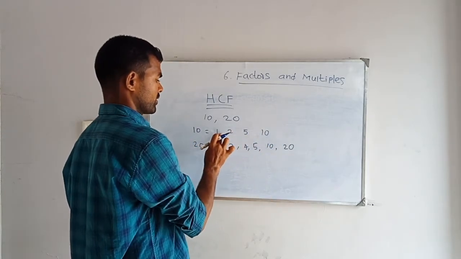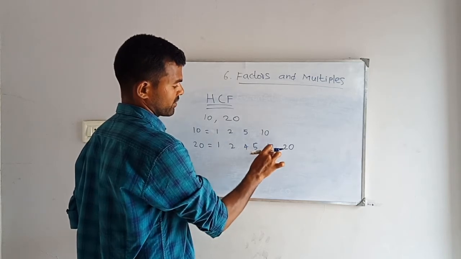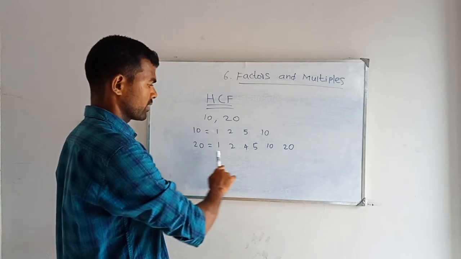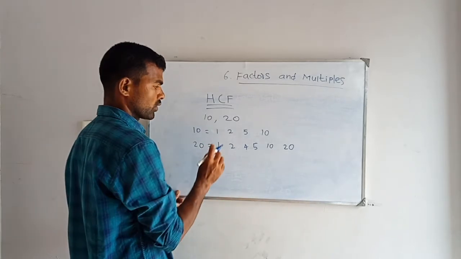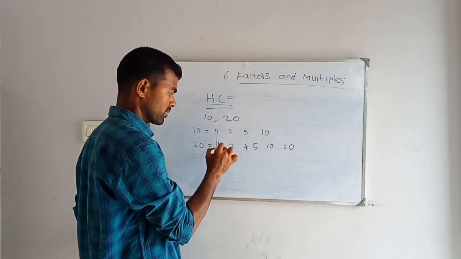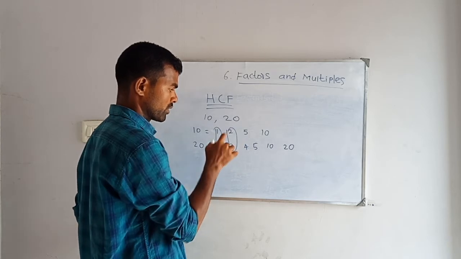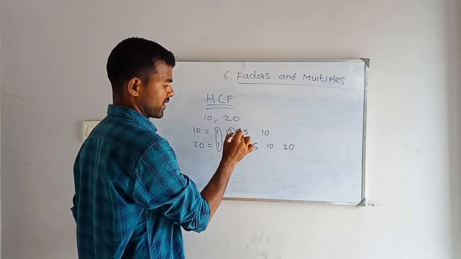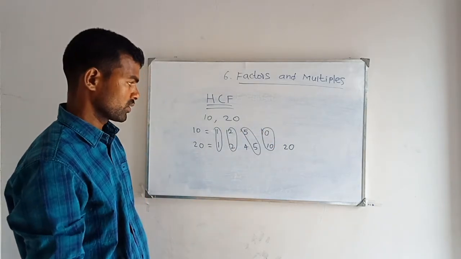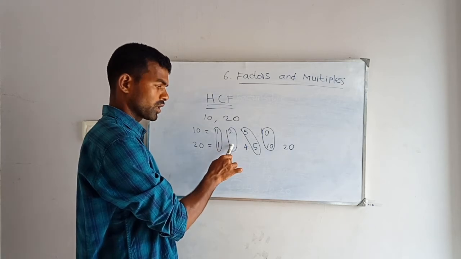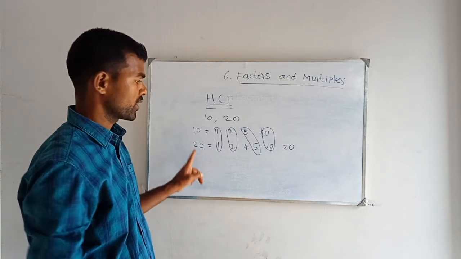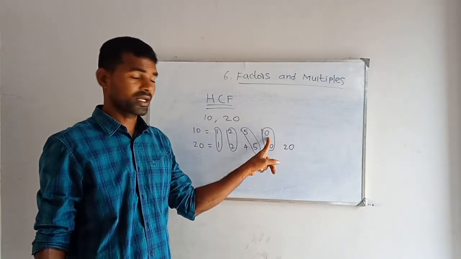Compare the factors here. Factors of 10 are written here and factors of 20 are also written here. So see what the common factors are. 1 is common, 2 is common, 5 is common, then 10 is common. So 1 is the smallest common factor, 2 also, 5 also, but 10 is the greatest common factor. For 10 and 20, 10 is the greatest common factor.